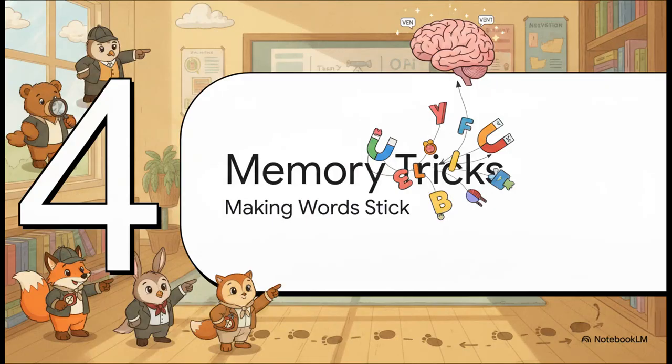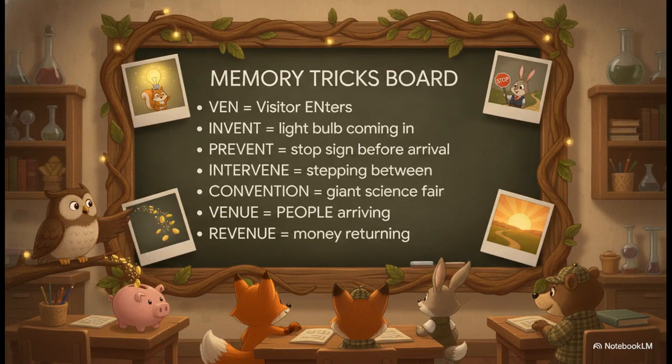Okay, let's talk about memory tricks, making those difficult words actually stick in your brain. Let's visualize to memorize, shall we? For VEN, picture a visitor entering a giant doorway. For invent, imagine a literal light bulb coming into a squirrel's head. For prevent, see a massive stop sign standing firm right before trouble arrives. Intervene, picture a detective stepping right between two arguing rabbits. For convention, imagine thousands of animals coming together for a massive science fair. Venue is simply a place with a giant neon sign saying, "People come here." Advent is the sun arriving over the horizon, and revenue is your money happily returning to your piggy bank.